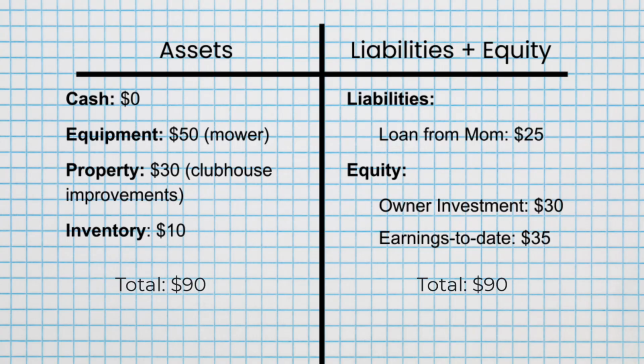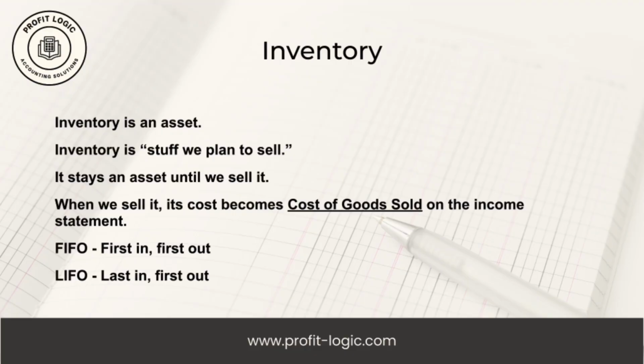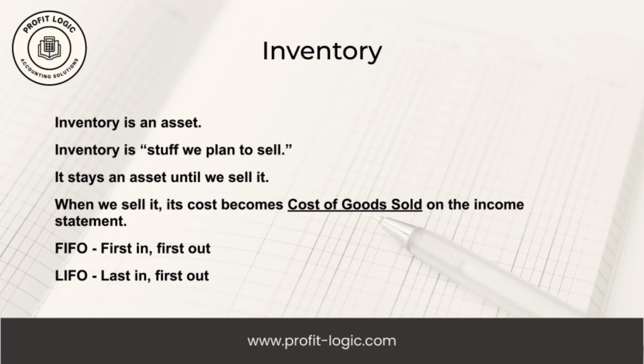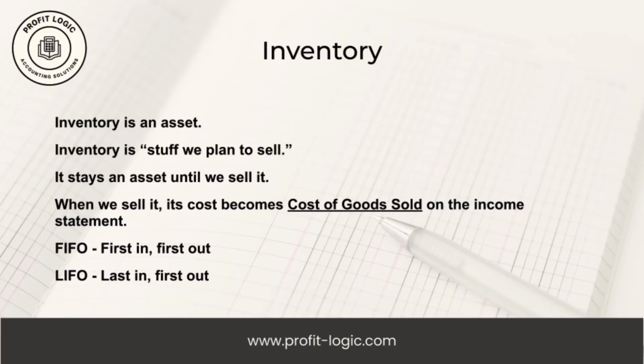They're still perfectly in balance. The equation still holds. So say it again so that it sticks. Inventory is an asset. Inventory is stuff we plan to sell. It stays an asset until we sell it. And then when we do sell it, it becomes what is known as cost of goods sold on the income statement. Now with inventory, there's two ways of tracking, which are first in, first out, and last in, first out, which makes sense when you're selling an item over the long term, and the cost that you pay to acquire the items changes over time as well.